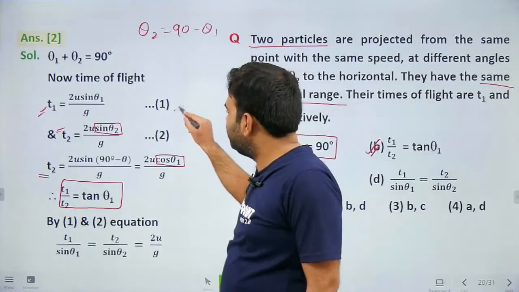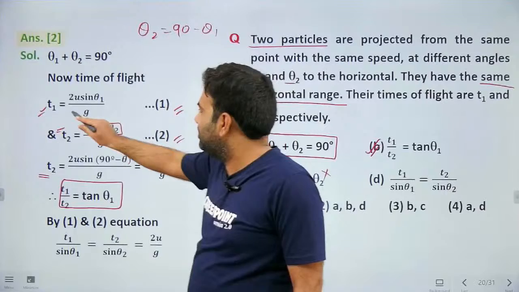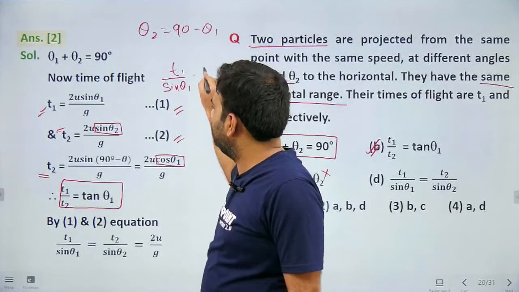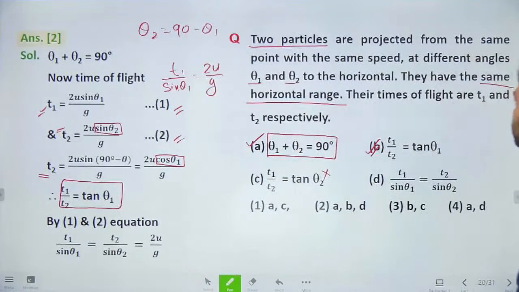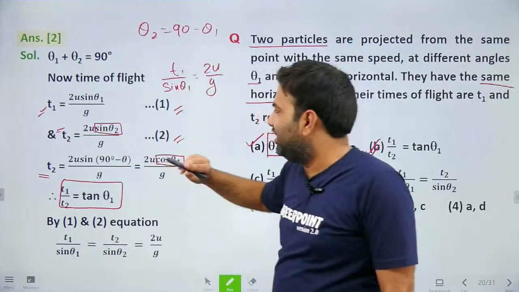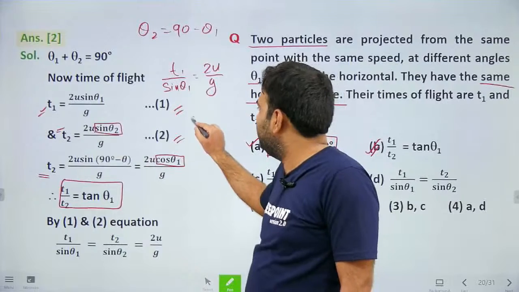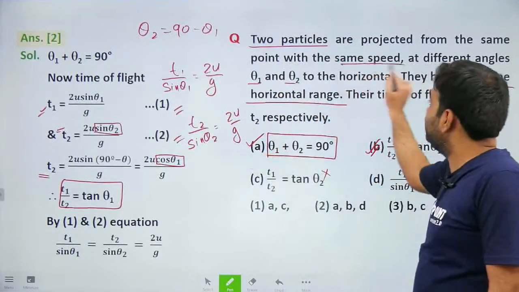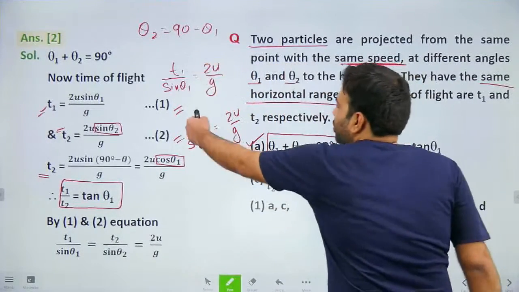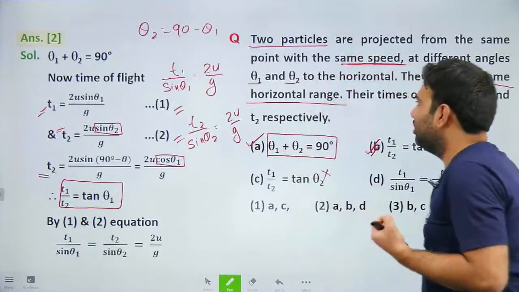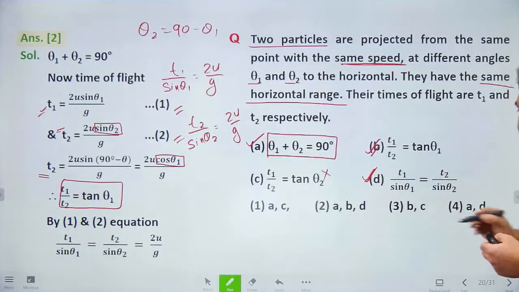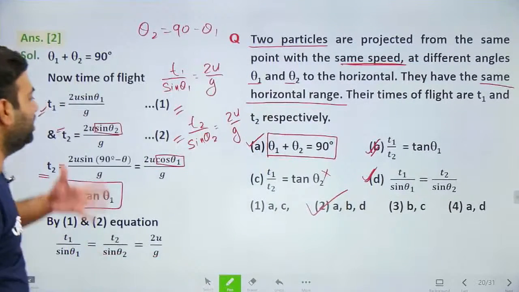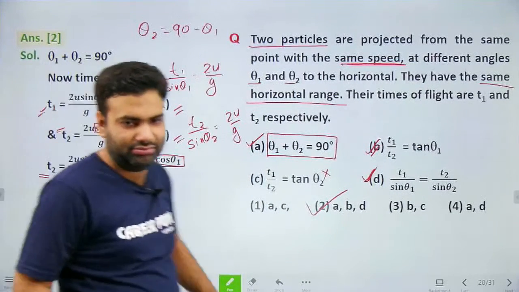Now, by this equation and this equation, the first equation says t1 is equal to 2u sin theta1 by g. So I can say t1 by sin theta1 is equal to 2u by g. And according to the second equation, t2 is equal to 2u sin theta2 by g. That means t2 by sin theta2 is again equal to 2u by g. Both particles have the same speed. That means t1 by sin theta1 is equal to t2 by sin theta2, because both of them are equal to 2u by g. So this statement D is also correct. T1 by sin theta1 is equal to t2 by sin theta2. A, B, D are correct. That means option 2 is correct, which says statement A, statement B and statement D are the correct ones.